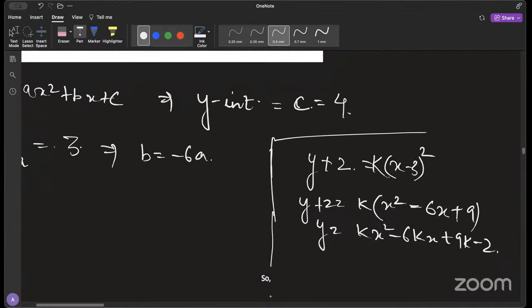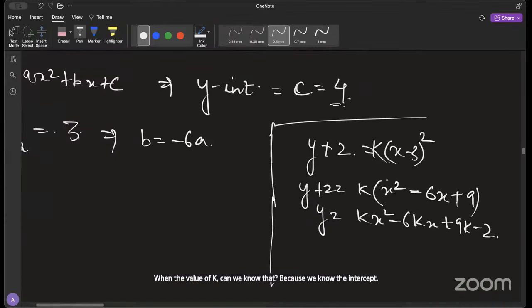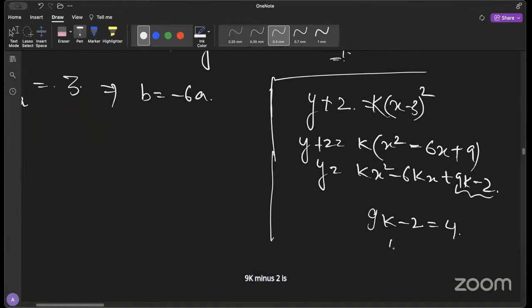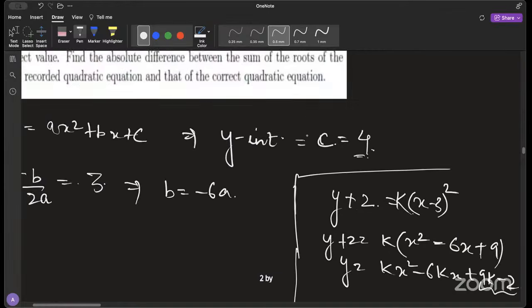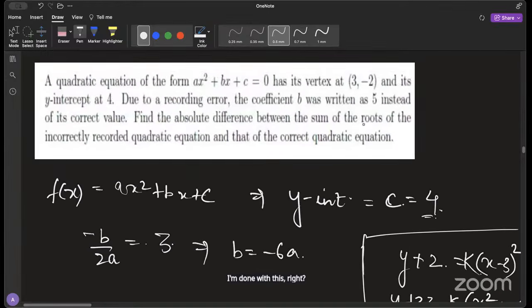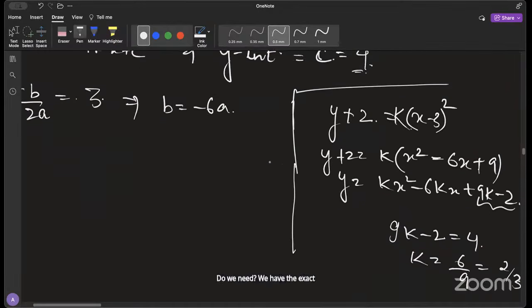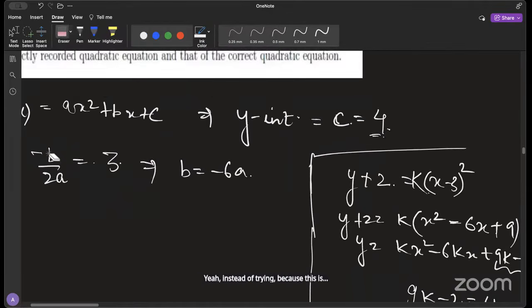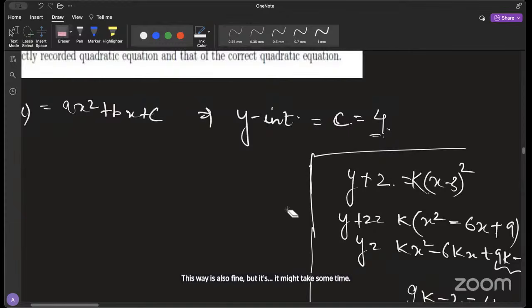And from here, can we know the value of k? Because we know the y-intercept. We know c, right? So we have 9k minus 2 because this is c, right? So 9k minus 2 is 4. k equals 6 by 9, which is 2 by 3. Done with this, right? So we need the exact equation now. Instead of trying, because this way is also fine, but it might take some time. It might be longer than this method.